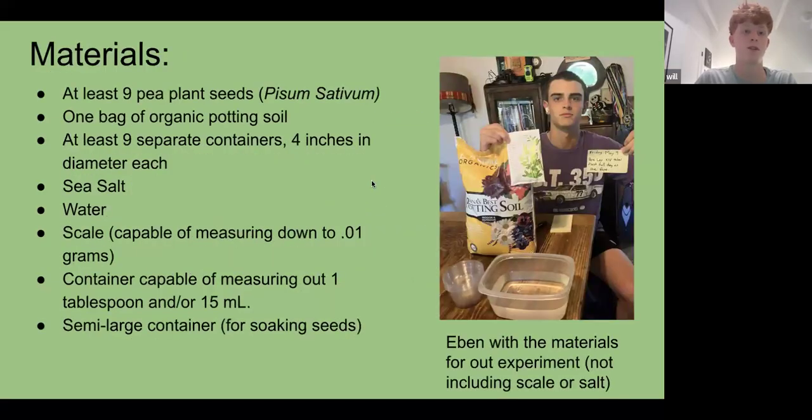So, the materials we used: nine pea plant bags. We used one bag of organic potting soil. We used nine separate containers, 4 inches in diameter each. We used sea salt, water, a scale, and a container capable of measuring out 1 tablespoon, as well as a semi-large container. And then that's Evan with his materials.